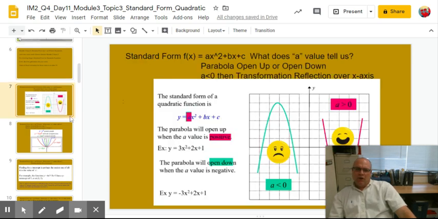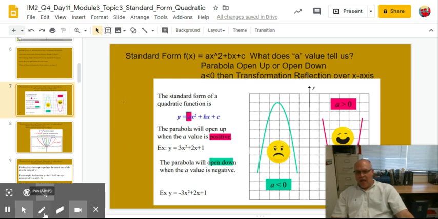All right, so first off, standard form is f of x equals ax squared plus bx plus c. That is function notation. We can also have an equation notation, y equals ax squared plus bx plus c. So first thing I want you to do is determine your ABCs, right? So a is the coefficient of the x squared. So it's the number that's in front of the x squared.